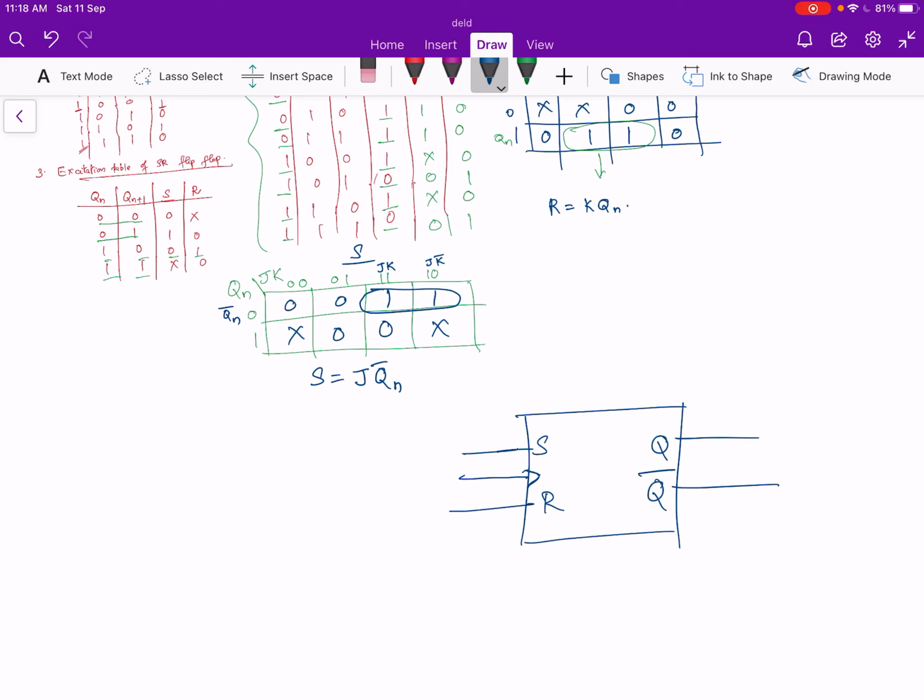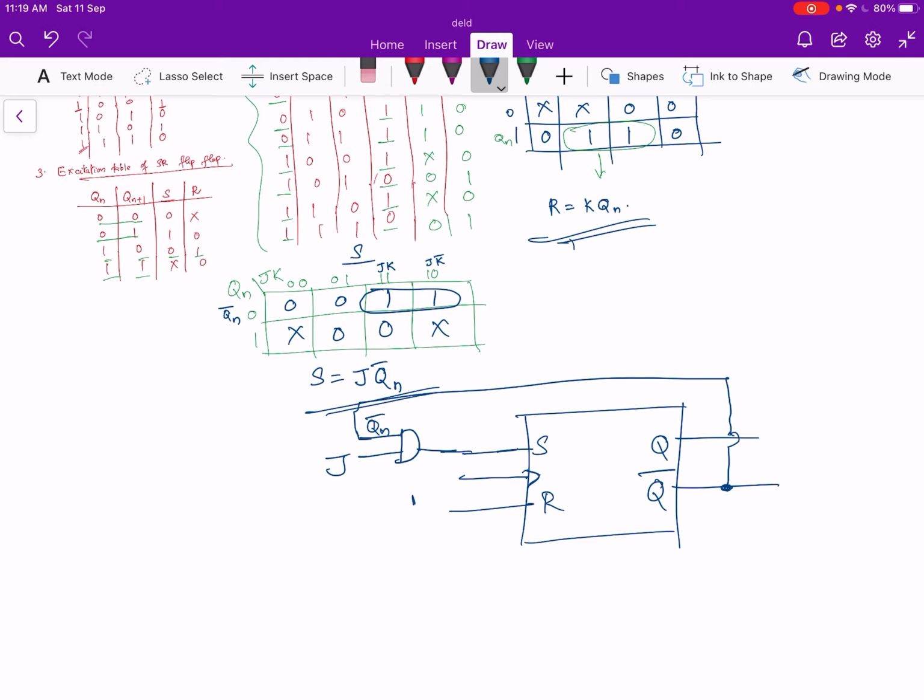Now we can draw the JK flip-flop using this SR flip-flop. Realize the JK flip-flop using this SR flip-flop. For that we have got the expressions for S and R using J and K like this. So S is equal to J Qn bar and R is equal to K Qn. So I can give an AND gate over here, so that here I can give the input J and this will be equal to Qn bar.